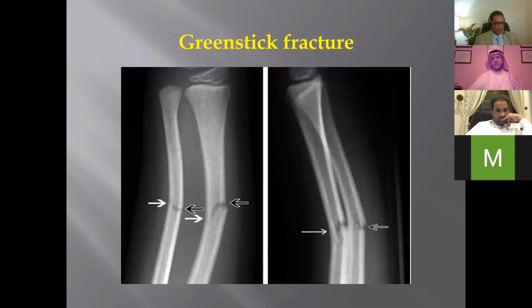So again, if you look at the white arrow here and there, the bone is intact, while the black arrow shows the other side is broken. So this side is broken, and the other side of the same bone is intact, again here and there. And this is typical for a greenstick fracture.